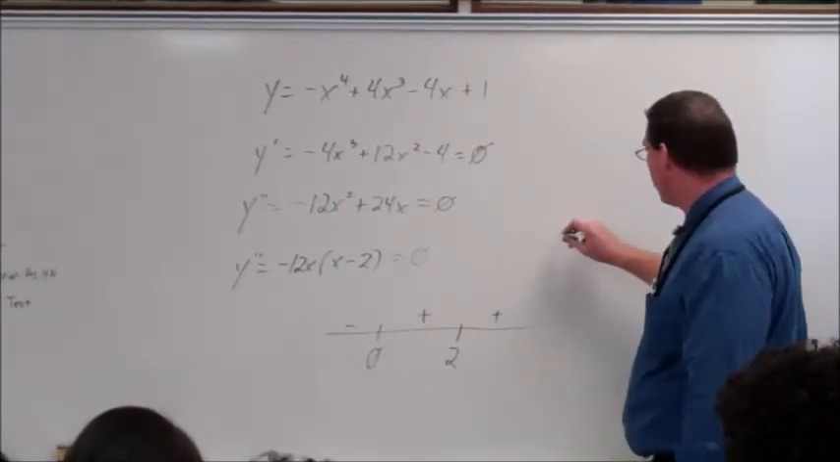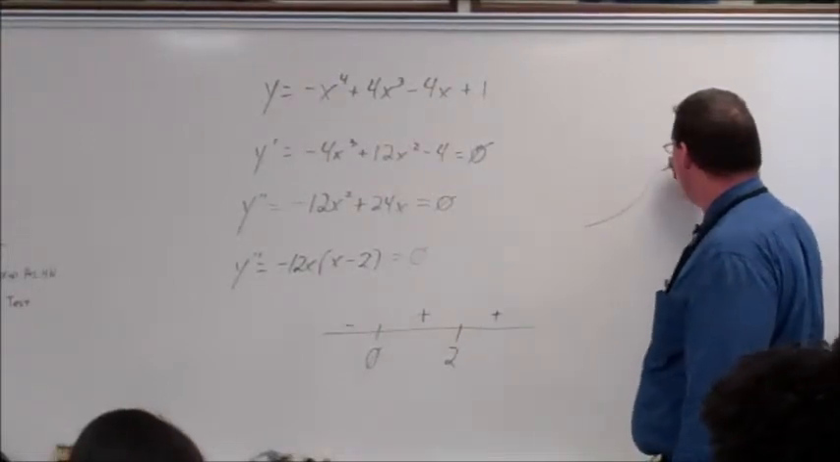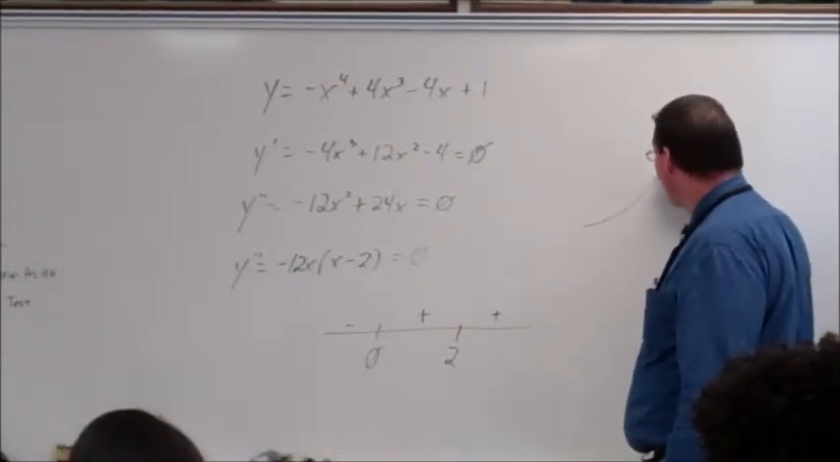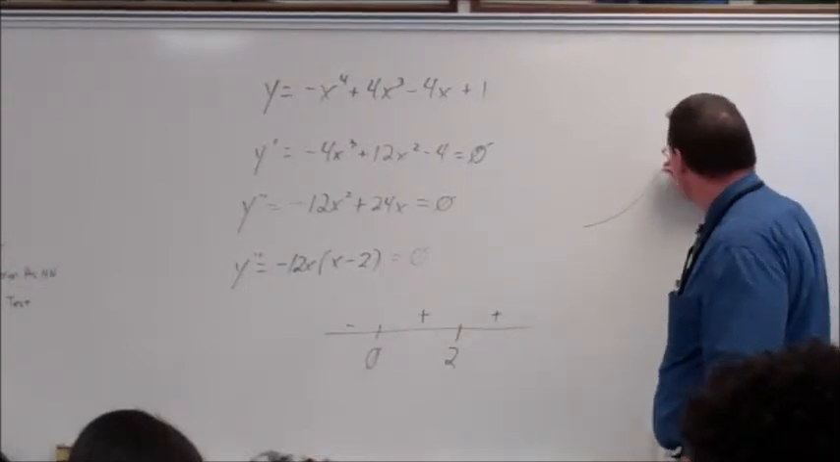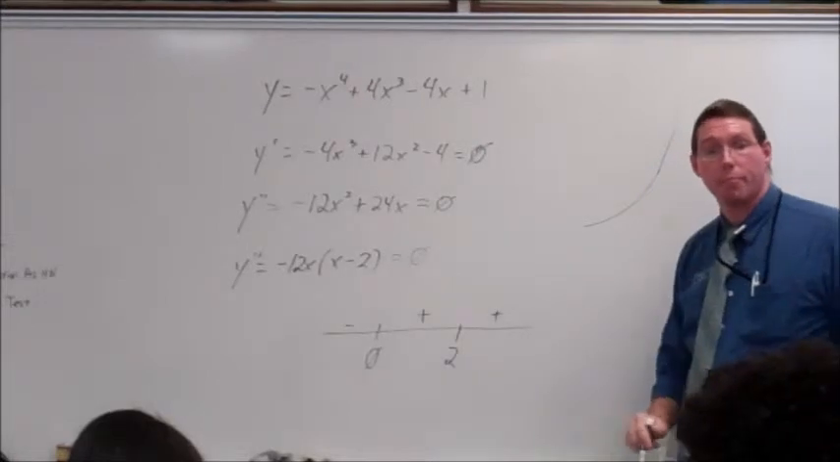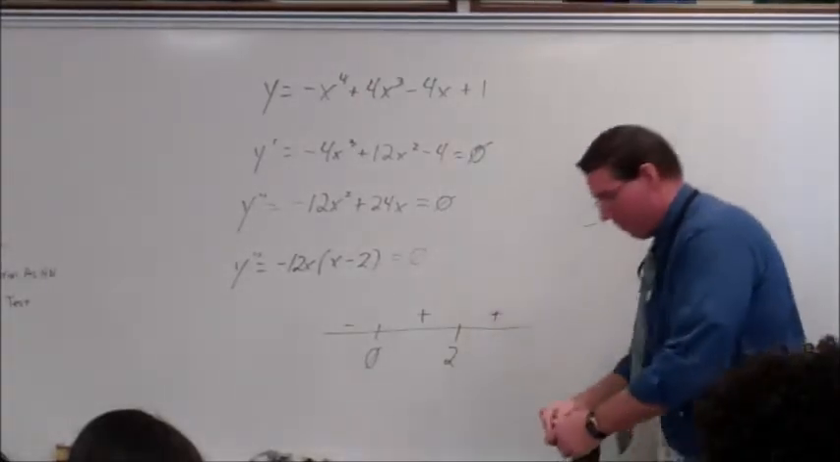This would be an example where it is concave up and then no concavity for one instant and then concave up again. So you wouldn't even be able to see it. You wouldn't even be able to see it on a graph. Okay.